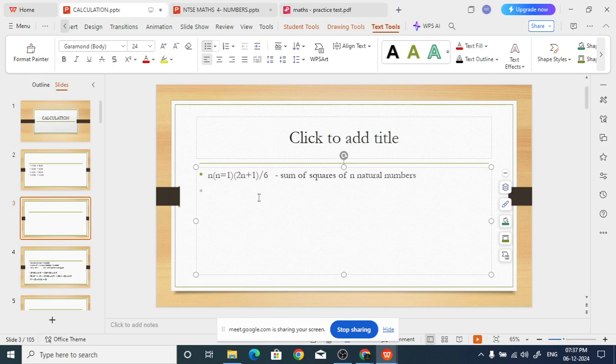I am asking you now, what is 1 square plus 2 square plus 3 square, like that, up to 10 square? So, what is the answer? Use this formula: n into n plus 1 into 2n plus 1. Here n is 10, so 10 into 11 into 2n plus 1, which is 21, divided by 6. So how much are you getting?